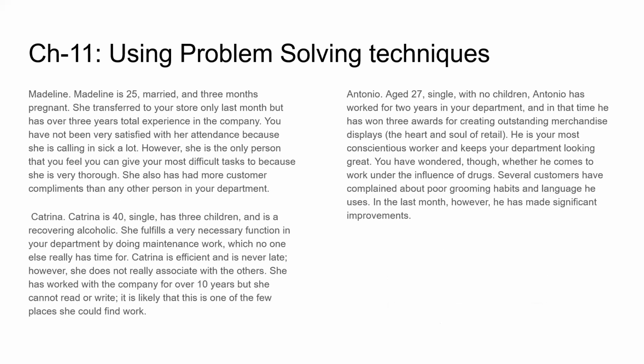Katrina, she's 40, single, has 3 children. She's a recovering alcoholic. She fulfills a very necessary function in your department. She does maintenance work. No one else really has time for that. Katrina is efficient. She's never late. However, she does not really associate with others. She's been there over 10 years. She also cannot read or write. It's also likely that this is one of the few places that she could find work.